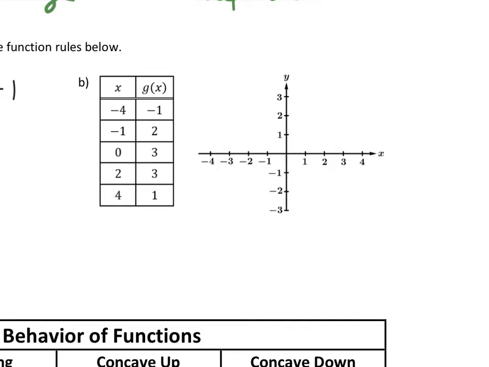So we could plot -4, -1, -1, 2, good old-fashioned plotting points, 0, 3, 2, 3, and 4, 1. Good old-fashioned plotting points. We're not going to draw a line connecting these because we don't know if it's discrete or continuous, meaning discrete is dots, continuous is lines, curves. So we're just going to plot some points.